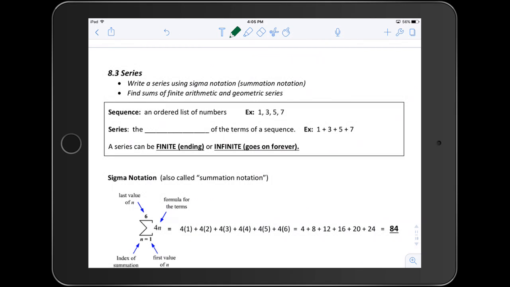Hey, welcome, ladies and gentlemen, to your 8.3 note guide, and this is all about series. This is the last note guide of this chapter. It's kind of a short and sweet chapter. Notice the objectives up here.